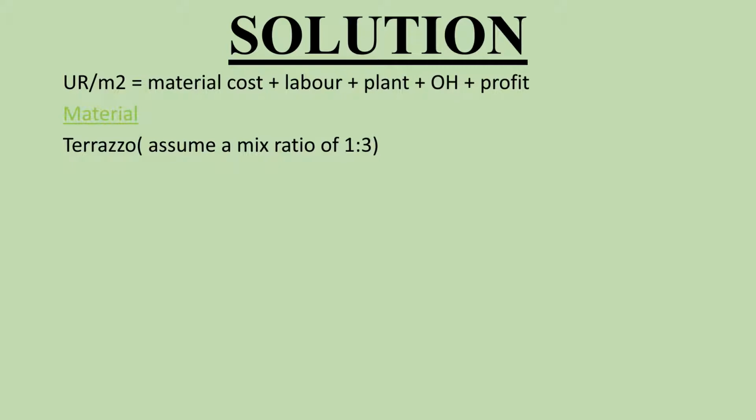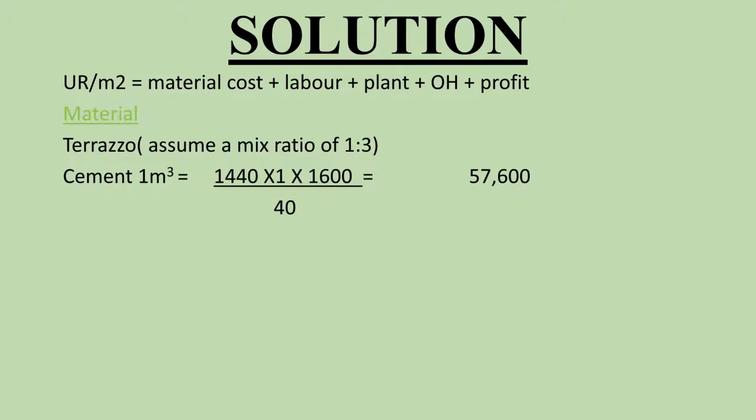To get the cost of 1 volume of cement, we shall find the mass of cement, which helps us get the number of bags times the cost per bag. For example, density of cement is 1440. 1 volume of cement is 1440 times 1. Then we get the number of bags by dividing by 40. Then we multiply by the cost of 1 bag, which is 1600. So the cost of cement shall be 57,600.